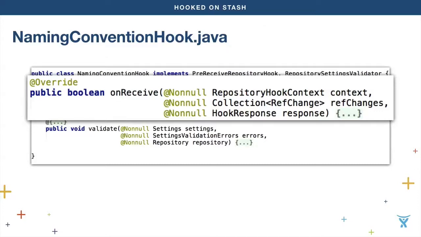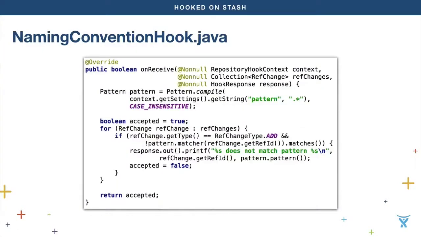A collection of ref changes, so this is the branches or tags and the type of change that has occurred to it, whether it's an addition or a deletion of a branch or a modification. You also get a hook response. The hook response allows you to pipe information back to the client, so that the developer in their terminal will be able to see an error message.